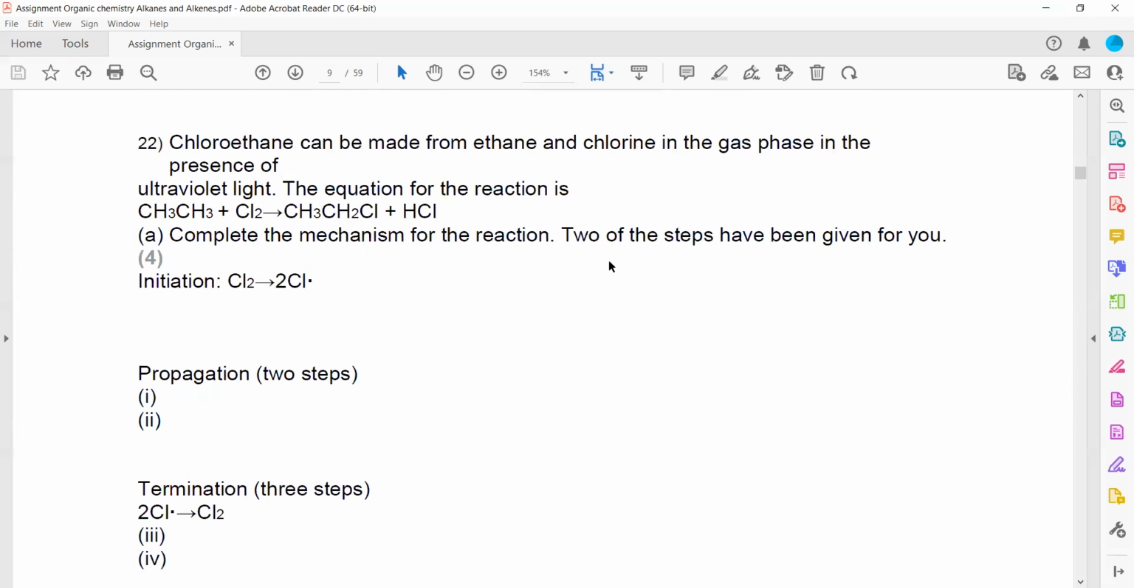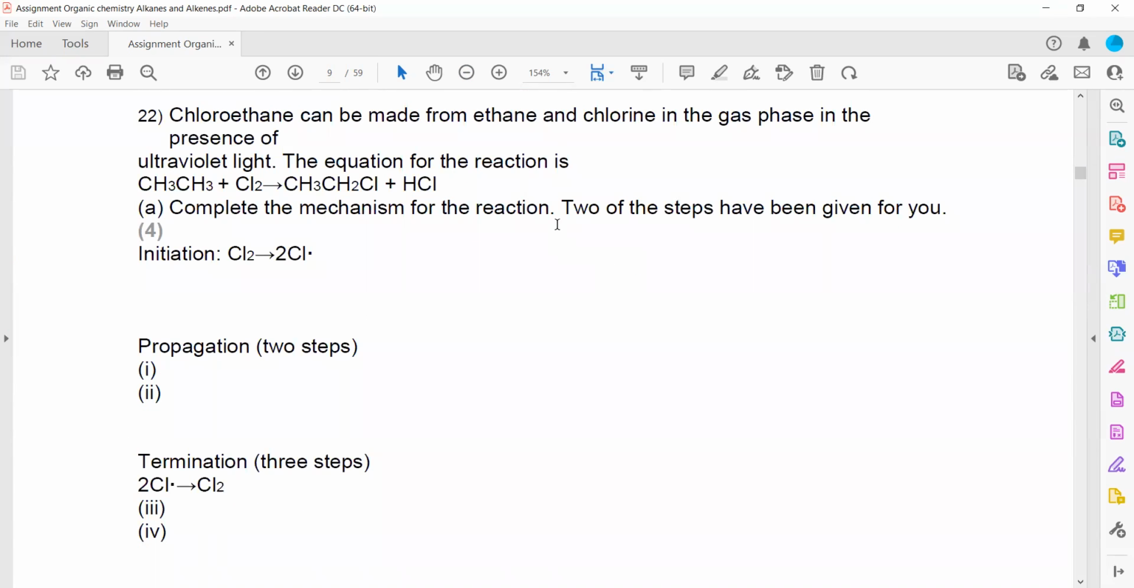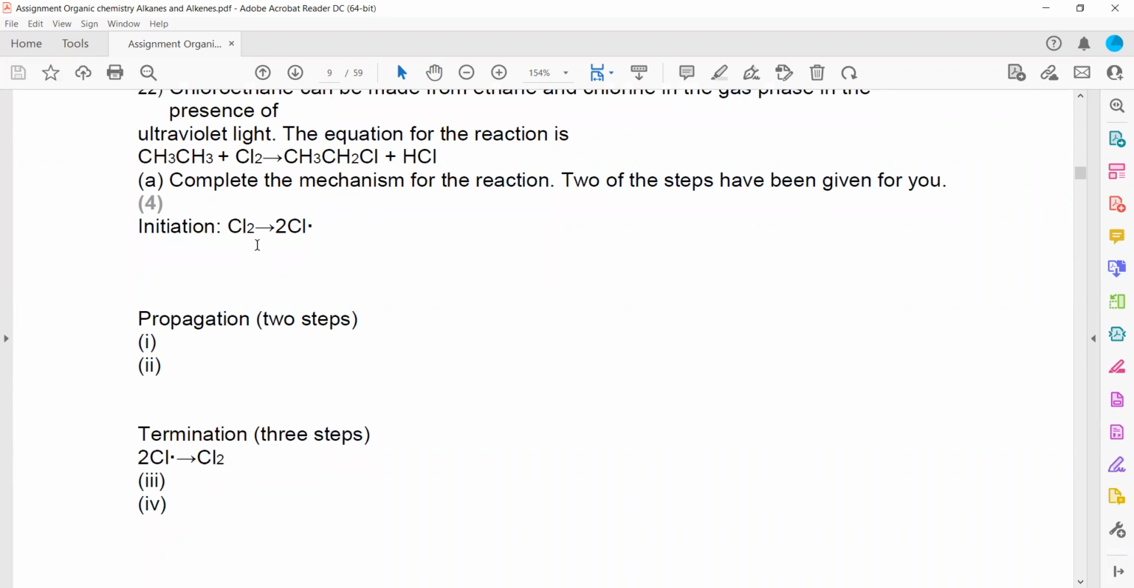Next question, question 22. Chloroethane can be made from ethane and chlorine in the gas phase with ultraviolet light or radiation. The equation for this reaction is shown. Complete the mechanism. Two of the steps have been given for you. So initiation is there, then the propagation. What happened in propagation?